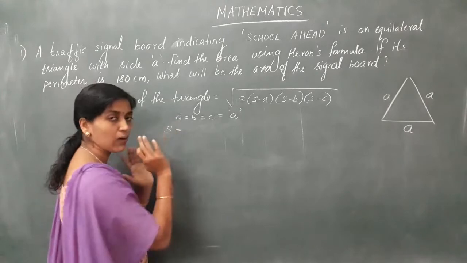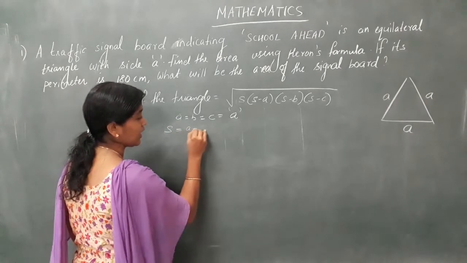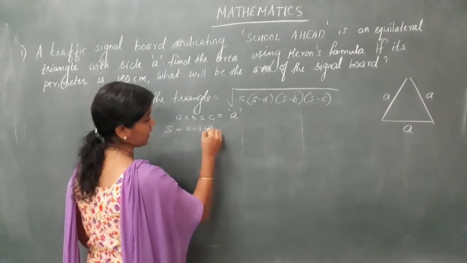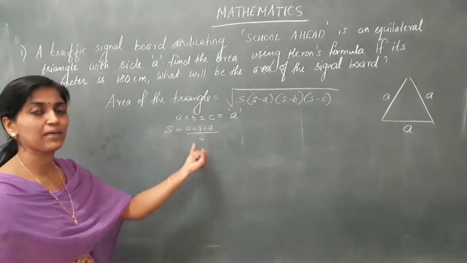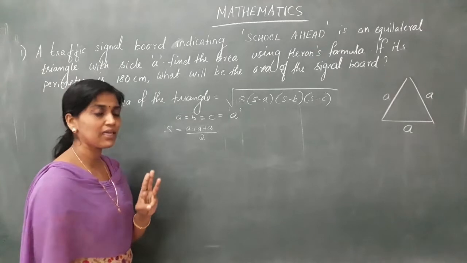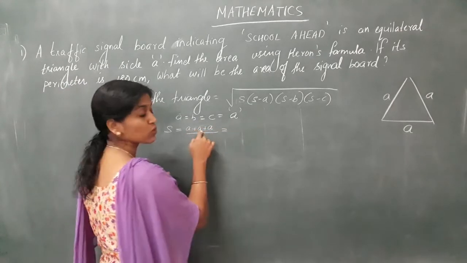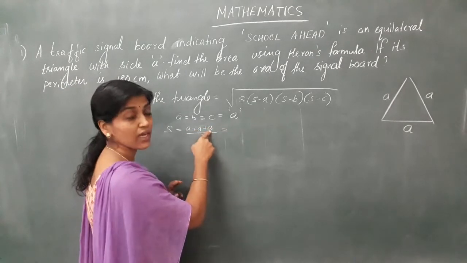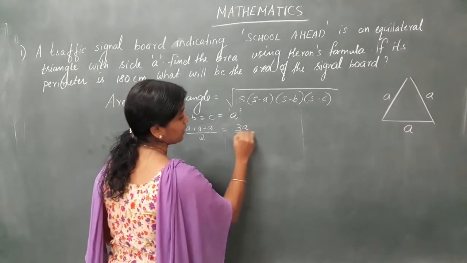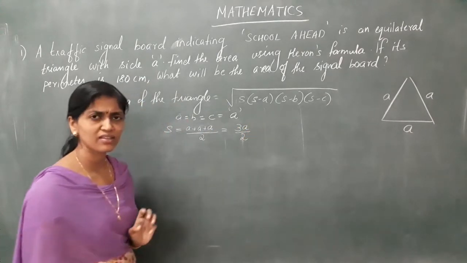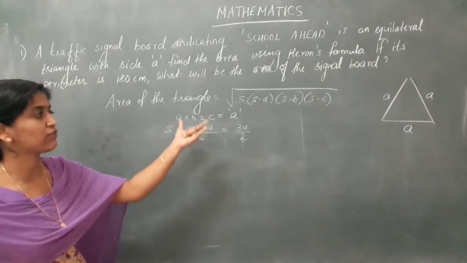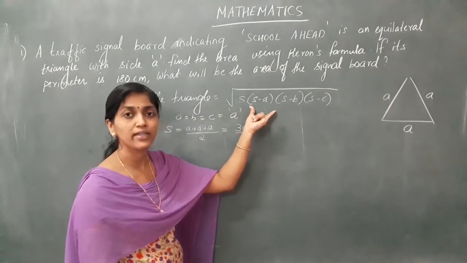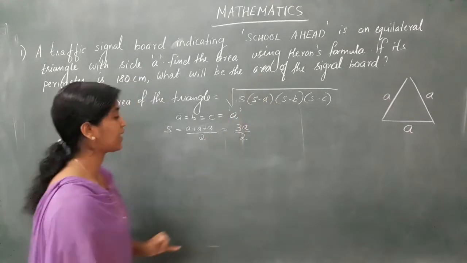So here all are equal, so we can take it as A plus A plus A whole divided by 2. What is A plus A plus A by 2? That is adding, we will get A plus A, 2A, plus A, 3A. That is 3A by 2. That is S. Okay, now we have to give the formula here to find the area of the equilateral triangle.